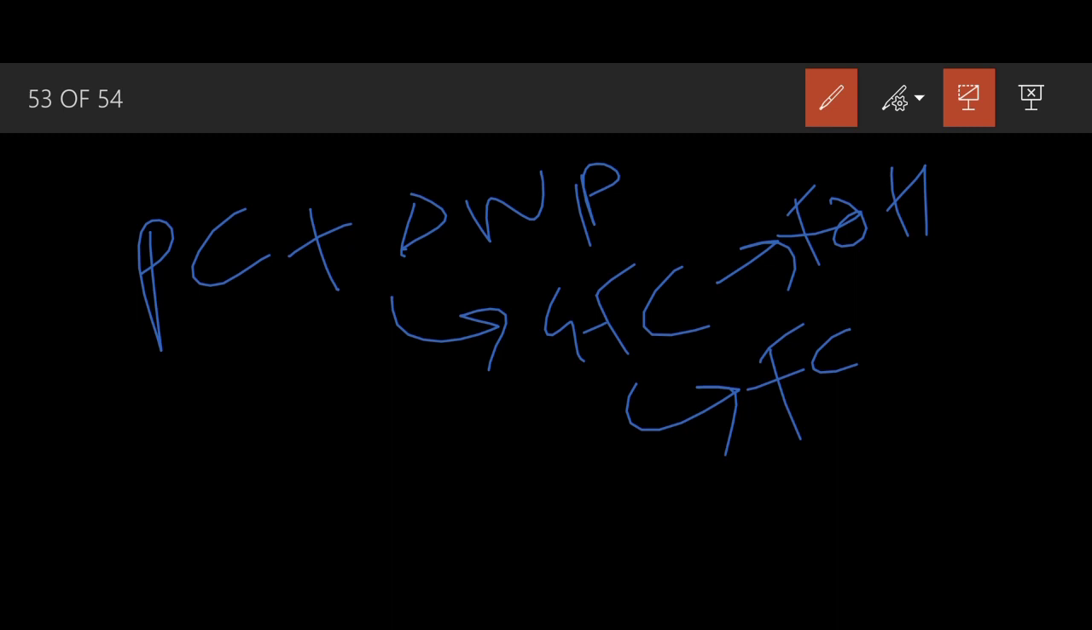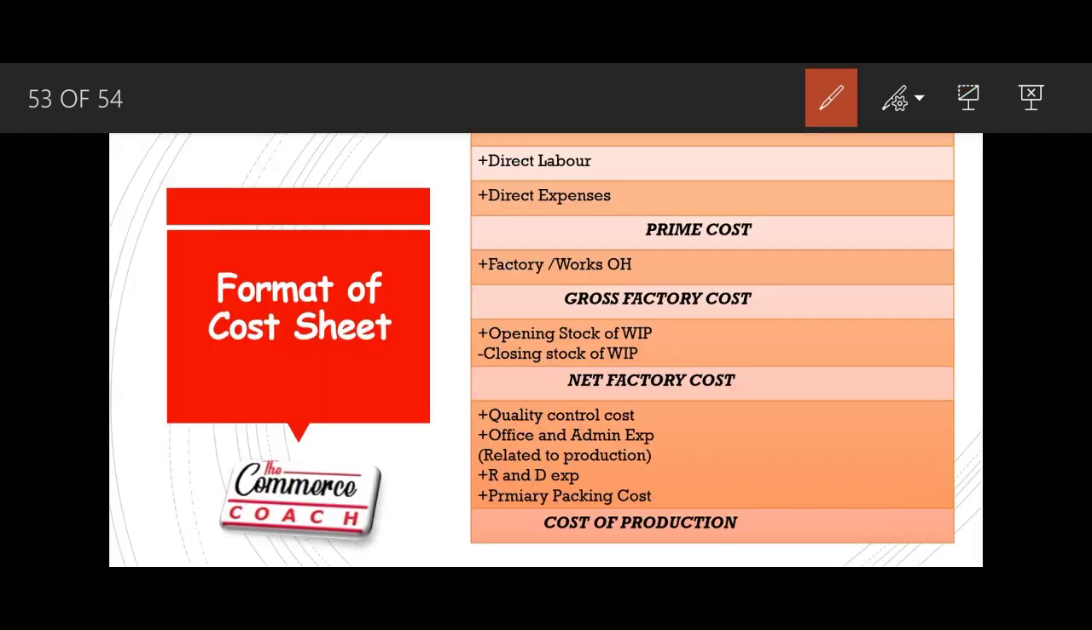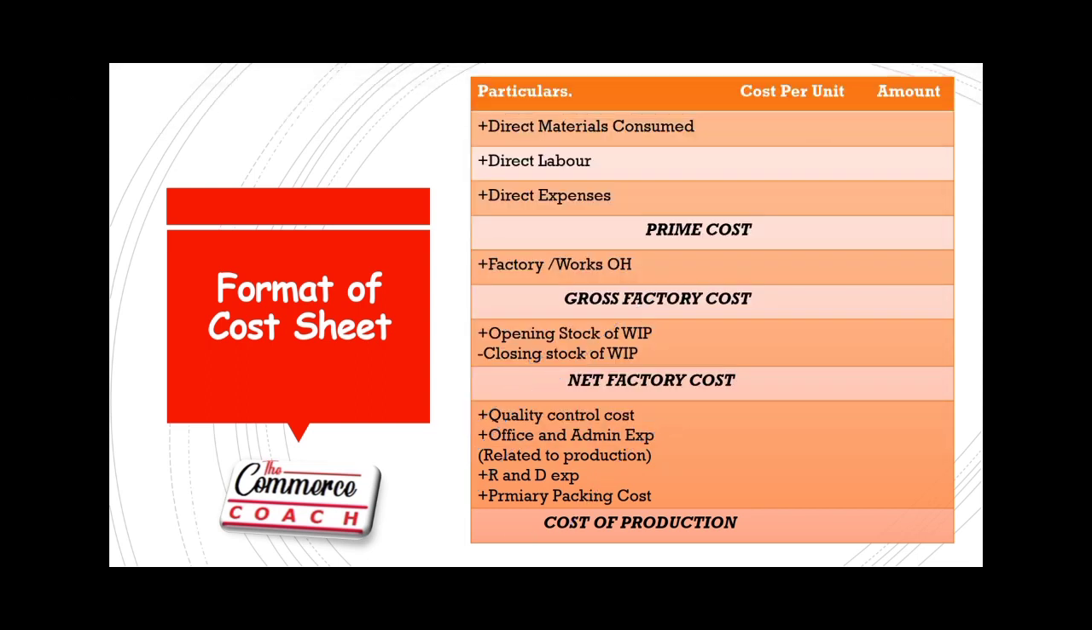See, it can happen that there is no factory overhead given in the question, then gross factory cost becomes the factory cost itself, or net factory cost itself. Okay, so first we get the factory cost, then we add these costs, and we get cost of production. Now the cost sheet does not end here, we will have more parts of the cost sheet.